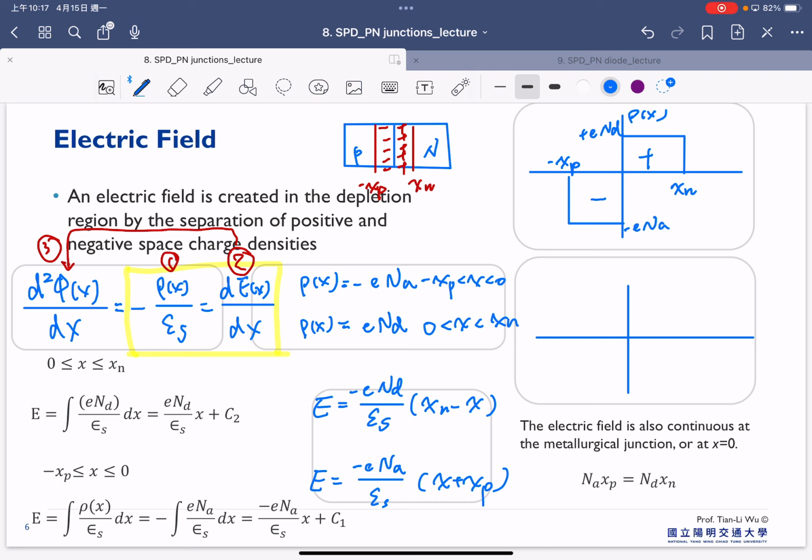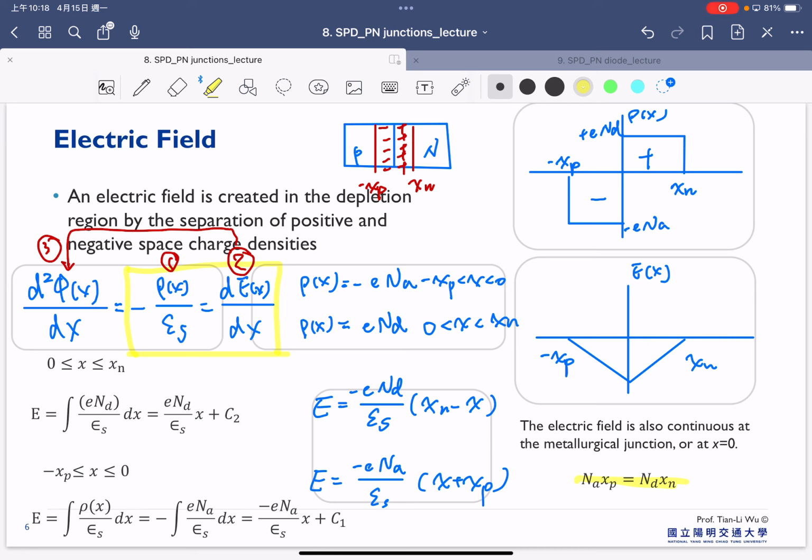It should look like this, which is triangular, as shown here between minus xp and xn. The electric field is also continuous at the junction, so at x equal to 0, this term is valid.